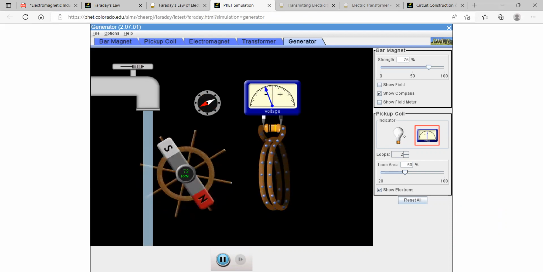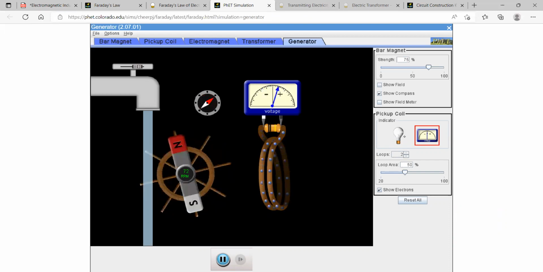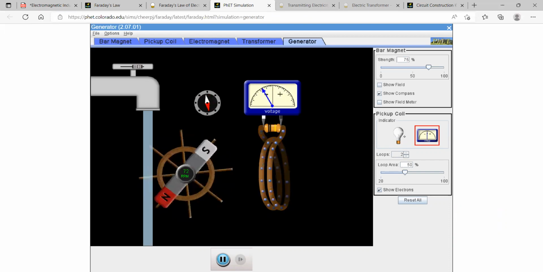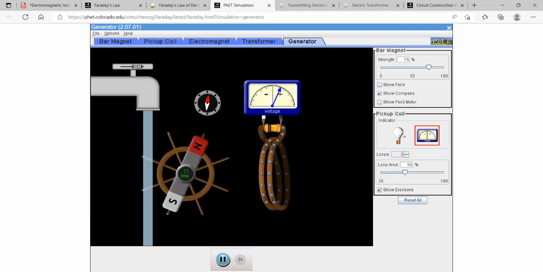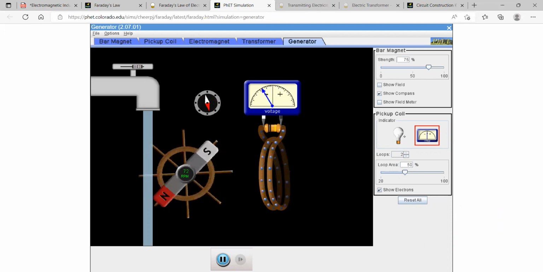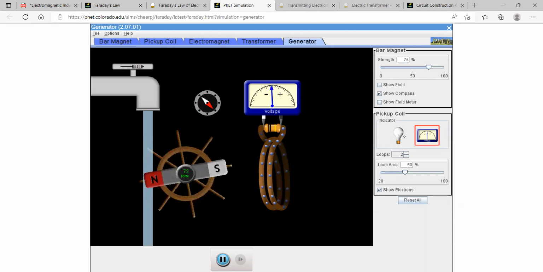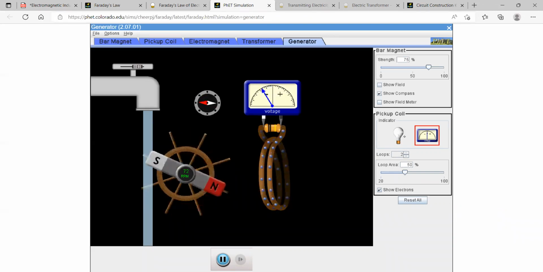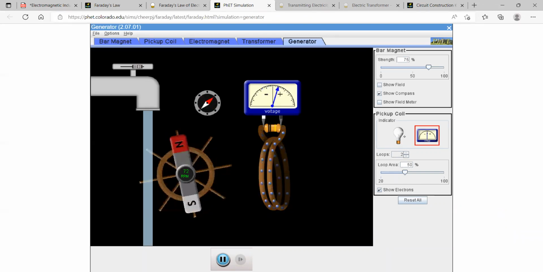So what do you need? You need a magnet. You need to change the magnetic field mechanically, and that change will induce current. So that's basically the principle of a generator.